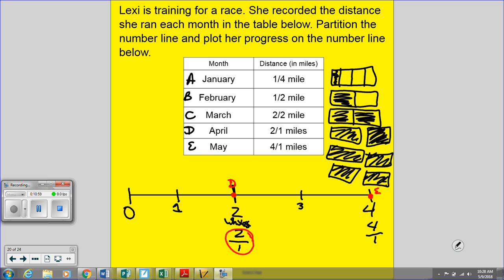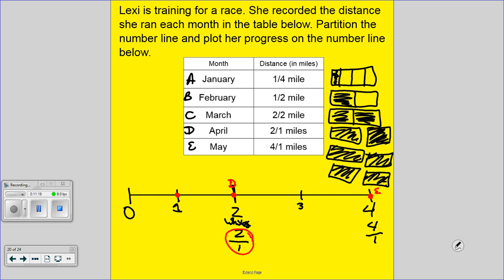Even though I don't have any halves on my number line right now, I know 2 halves equals 1 whole. Do I have a 1 whole on my number line? Yes, I do. All I've done is count by whole numbers. It goes 1, 2, 3, 4. 1 whole is right here. That's going to be point C.